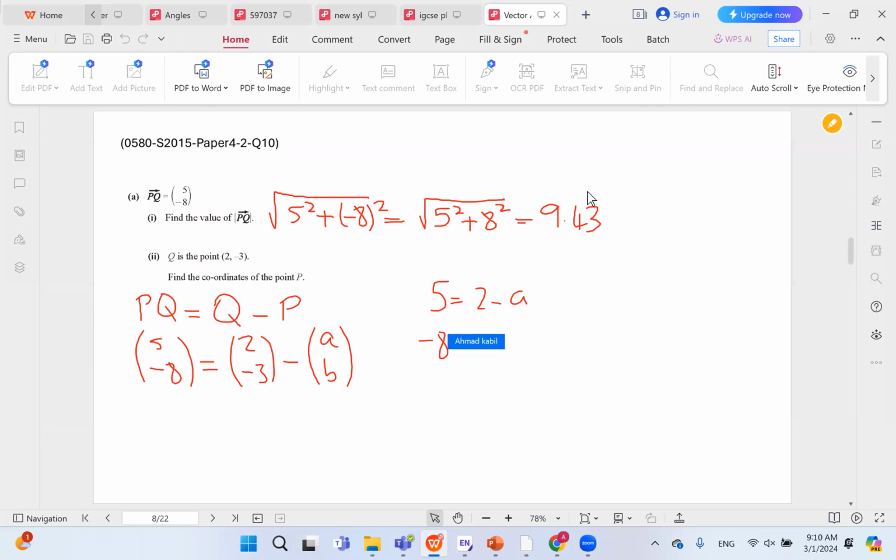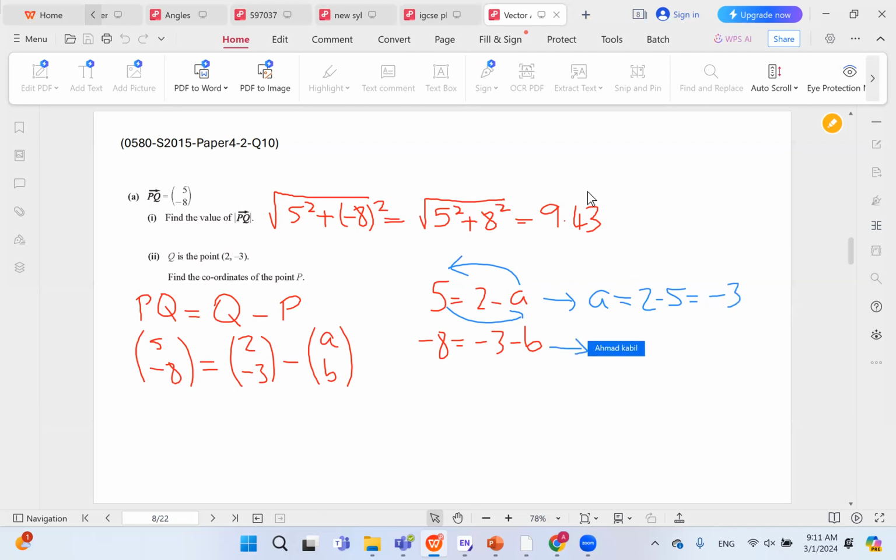-8 equals -3 minus B. And we want to find A and B. So simple algebra. We just take the A to the other side and the 5 to the other side. So A equals 2 minus 5, which is -3.